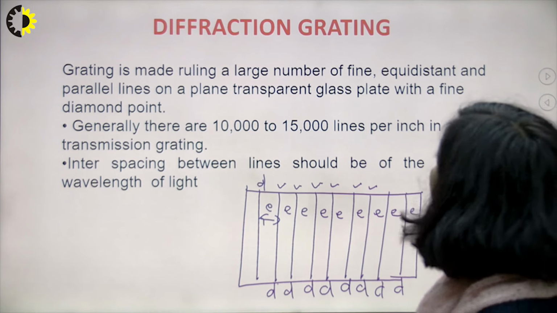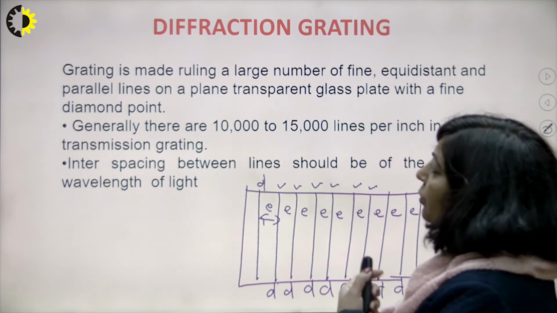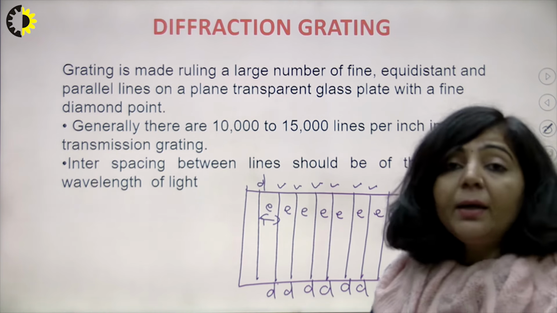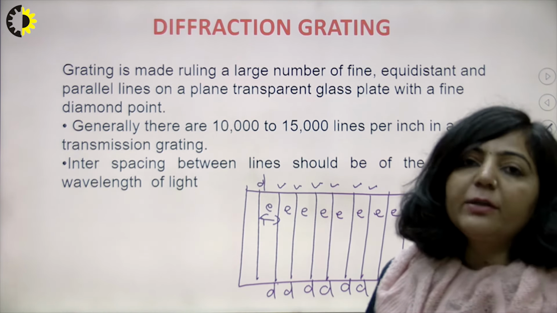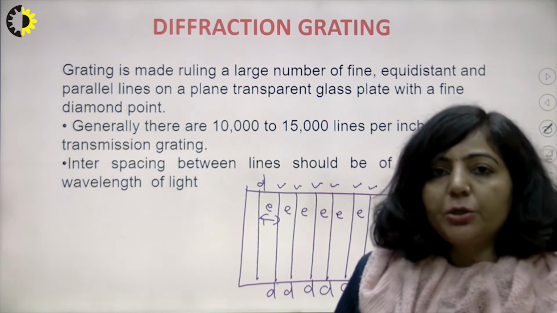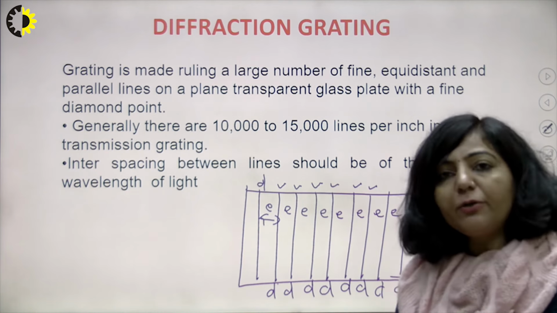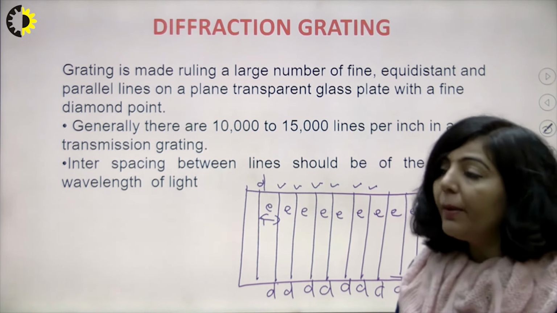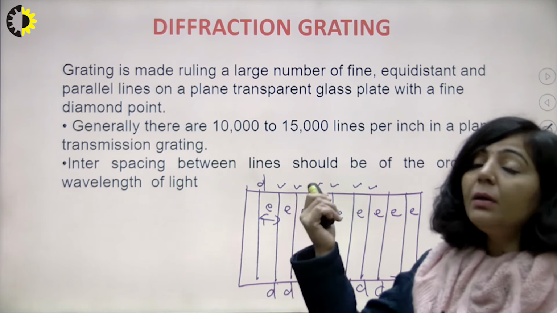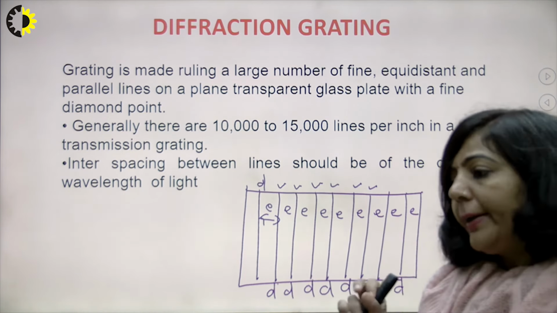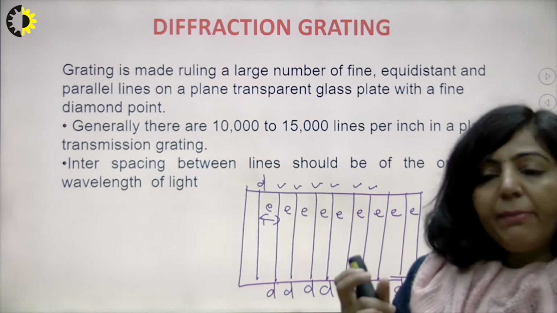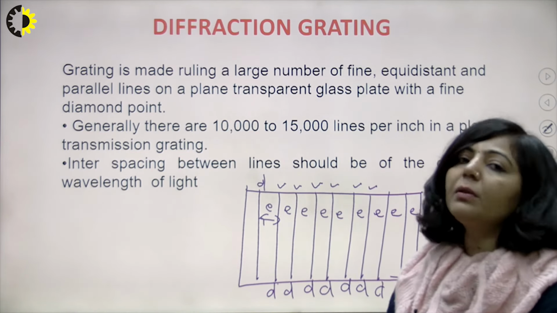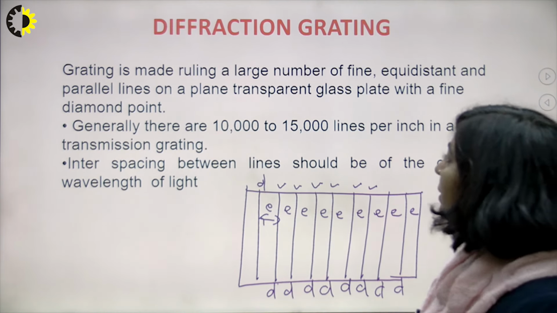Generally, there are 10,000 to 15,000 lines per inch in a plane transmission grating. Why is it written over here? Because we know that the main criterion in order to get a diffraction pattern is that the dimension of the diffracting element and the wavelength of the light source both should be comparable to each other. This diffraction grating is used to study the diffraction of visible light. And visible light has a wavelength ranging from 4000 to 8000 angstrom, and if you are using a slit having 10,000 to 15,000 lines per inch, only that slit will serve the purpose where the dimension of these slits will be of the order of wavelength of visible light. So that's why 10,000 to 15,000 lines are drawn over that particular plain glass plate.